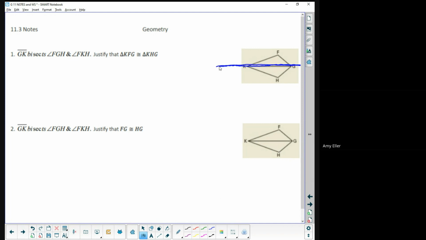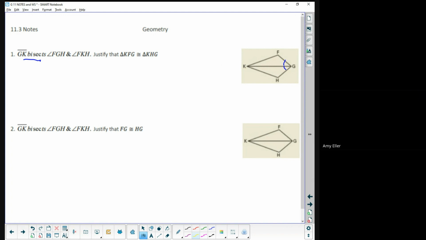GK bisects angle FGH. Let me draw angle FGH. Doesn't it look like it's bisecting it, cutting it into 2? So I want you to give the 2 angles matching symbols. They told us it was bisected, it was cut into 2, so we say, okay, these match.